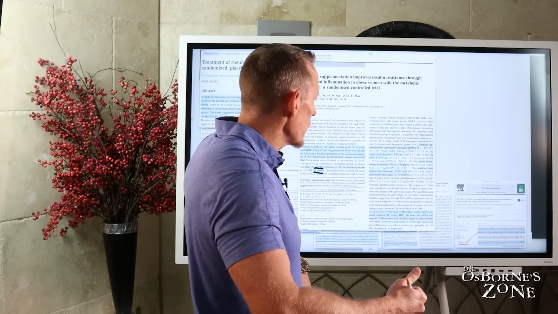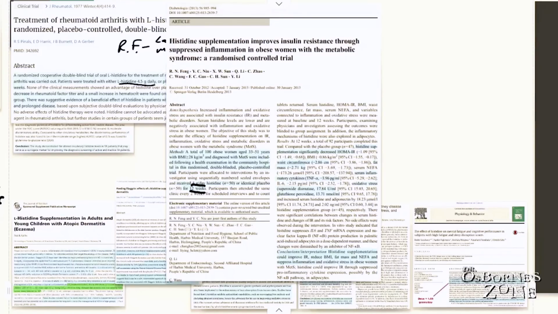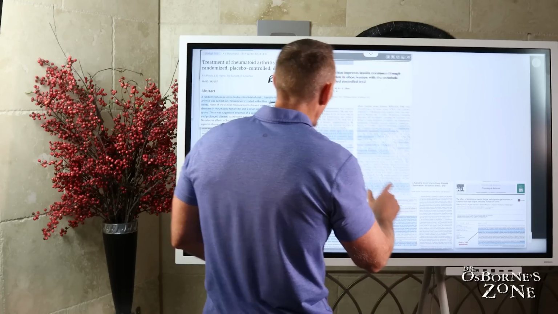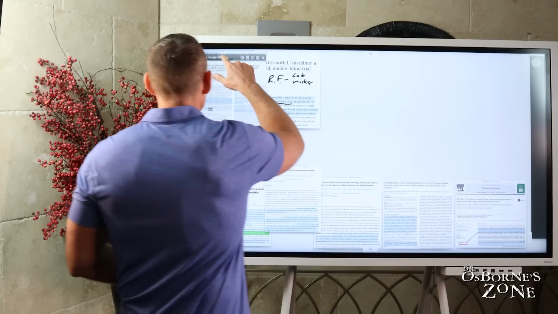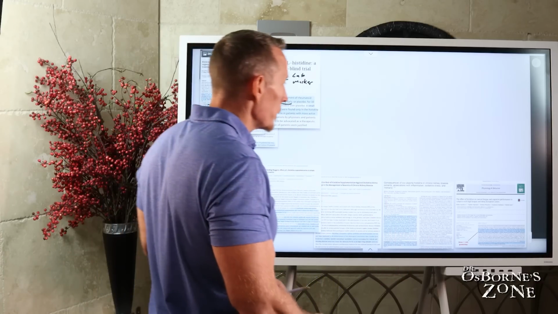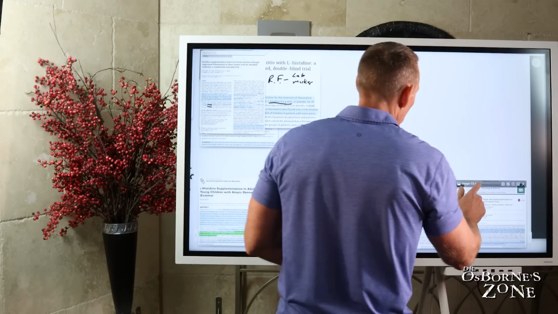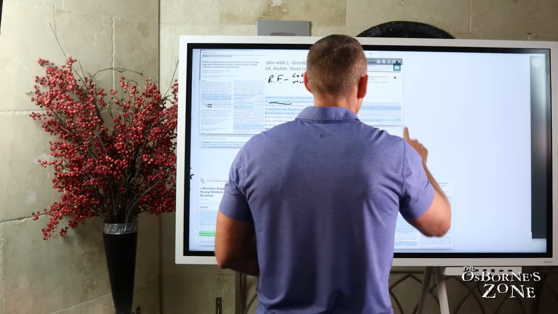The conclusion: histidine supplementation could improve insulin resistance, reduce BMI, body mass index, reduce fat mass and non-esterified fatty acids, NEFA, that's what that stands for, and could suppress inflammation and oxidative stress in obese women. So fantastic outcomes. I mean, this is drug-like impact, right? With a nutrient, with just simply adequate diet possibly, but also supplementation, 4 grams of histidine led to this effect.